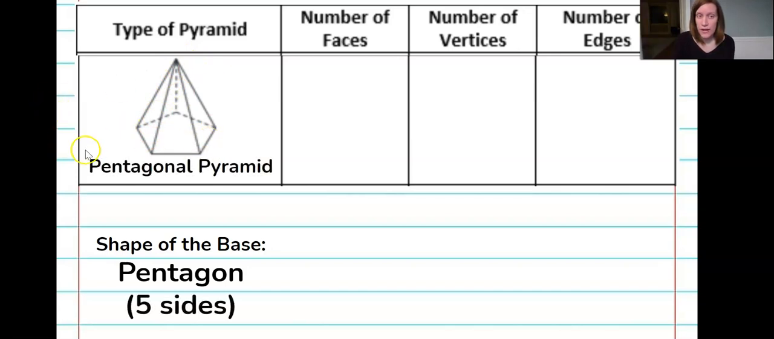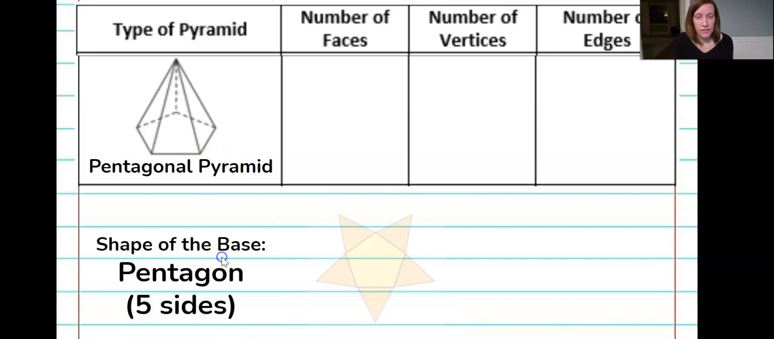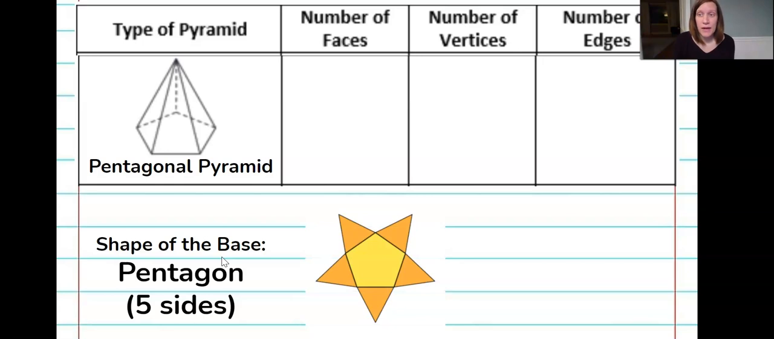So you make sure you're writing that in your chart. Because it has 5 sides, it helps me with the number of faces. So here you can see a pentagon right in the middle. And then because a pentagon has 5 sides, we have 5 triangular faces. So we have our 5 triangles plus our 1 base, 6 faces.